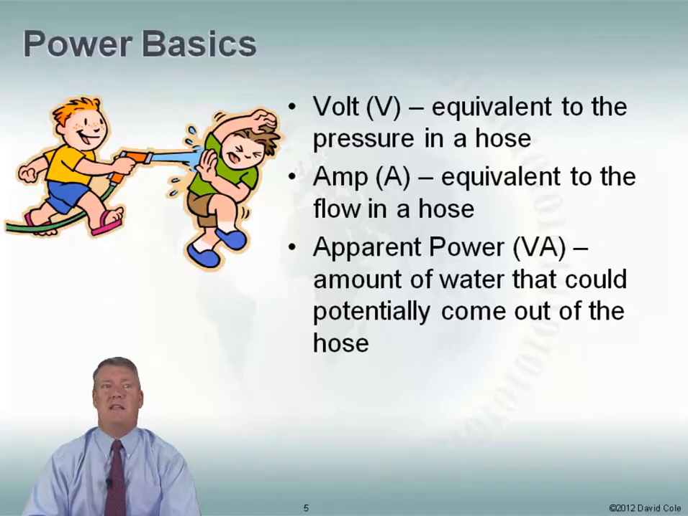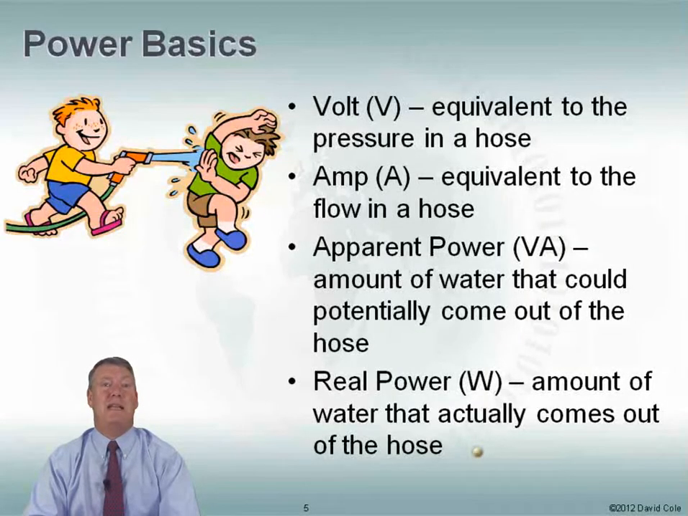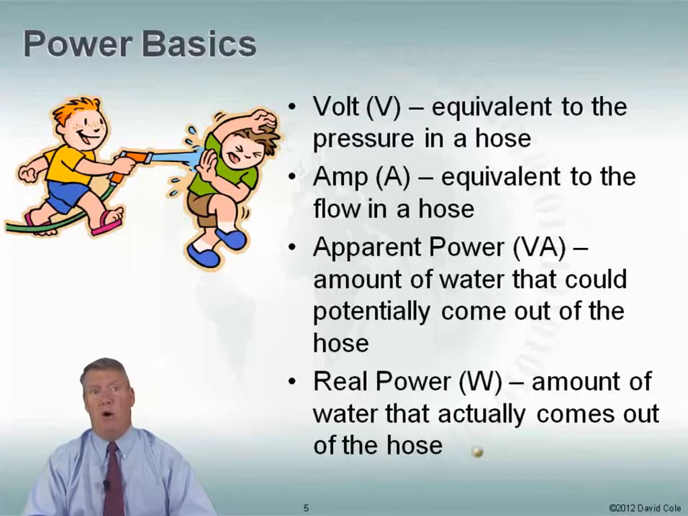But if I'm the guy that doesn't have the hose and I'm being chased by my brother with the hose, what do I do? I grab the hose a lot of times and I'll put a bend in that hose. I'll try to disrupt the amount of water that's coming out of that hose. So we have something called real power, and that's in watts. And this is the amount of water that actually comes out of the hose in our example, right? A certain amount of water we expect to come out of the hose based on the pressure, our voltage, or the amperage, which is our flow.